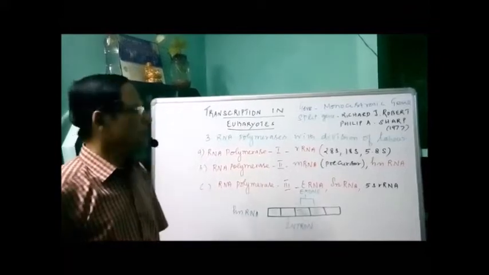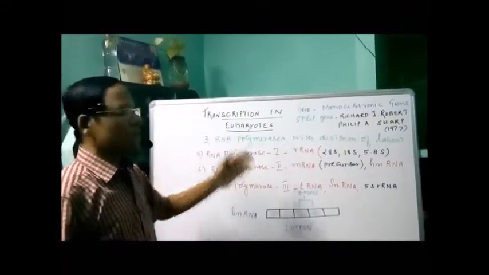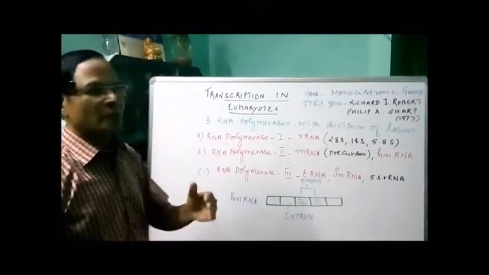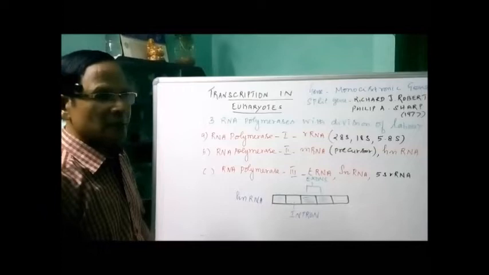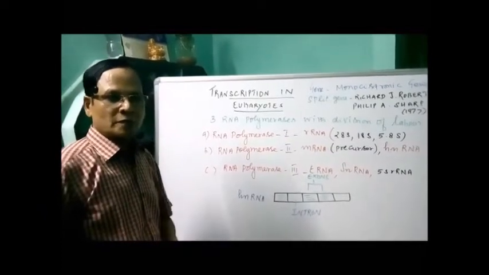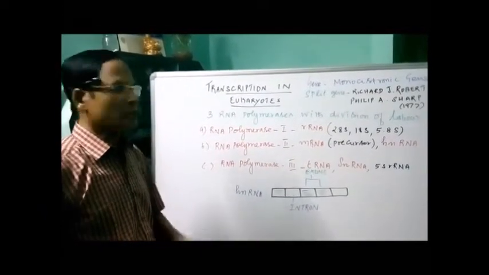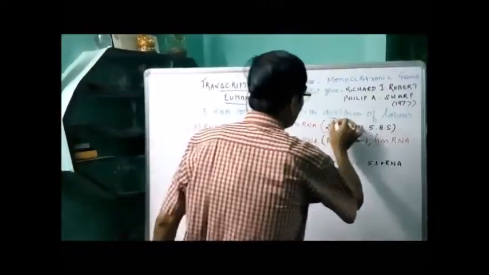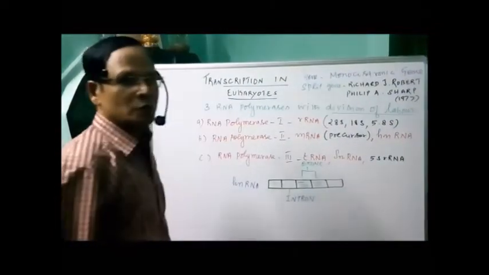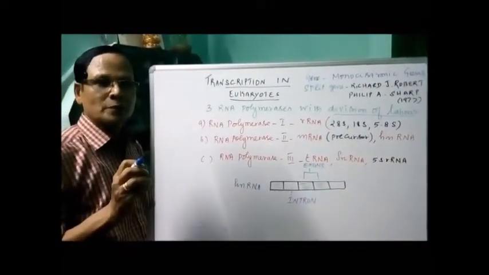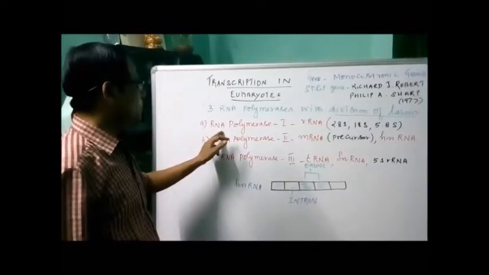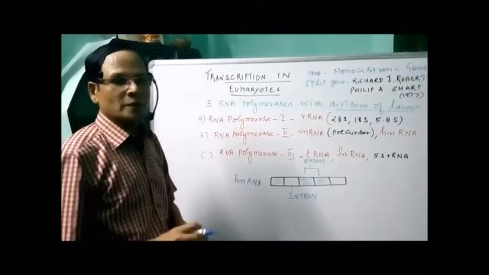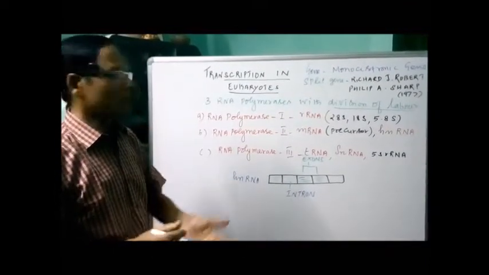Unlike prokaryotes, the process of transcription in eukaryotes is of a somewhat complex nature. Unlike prokaryotes, where you have only one RNA polymerase, here there are 3 RNA polymerases, with a division of labor, meaning each one is responsible for the production of a specific type of RNA. Now RNA polymerase I is concerned with the production of ribosomal RNA, the structural RNA making the ribosome.